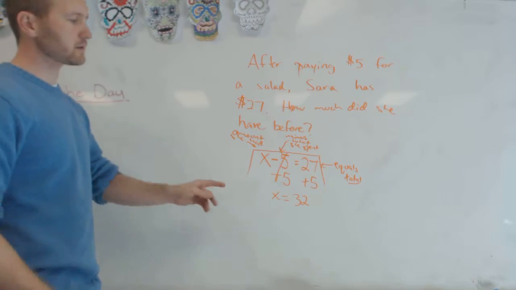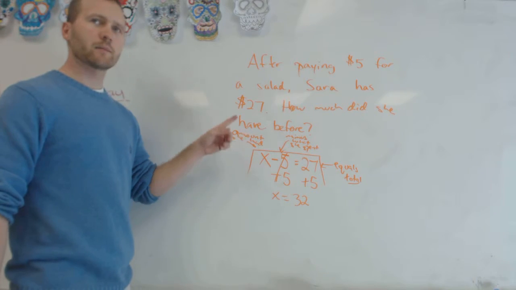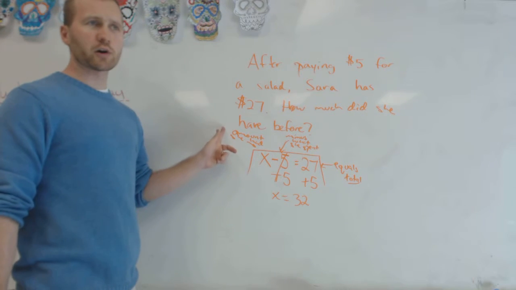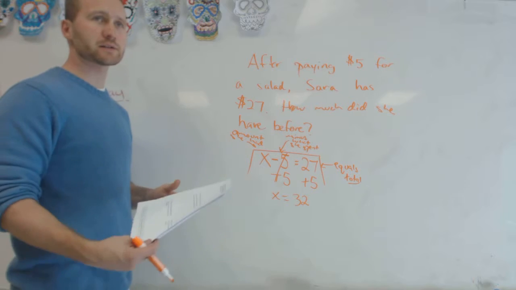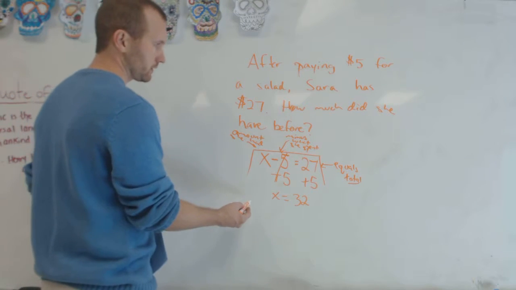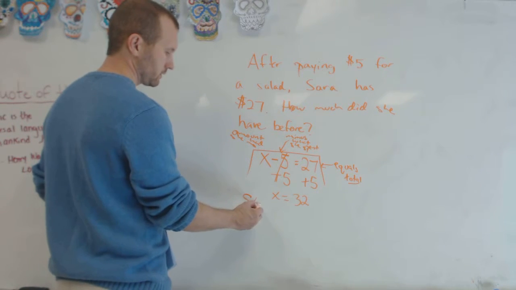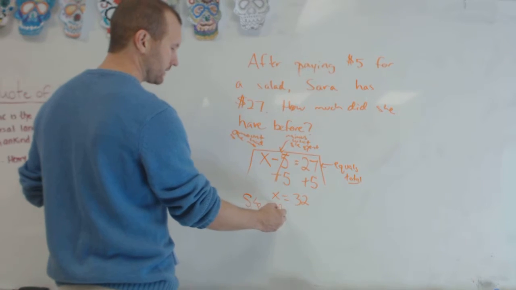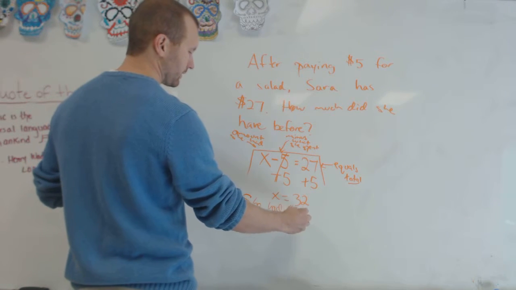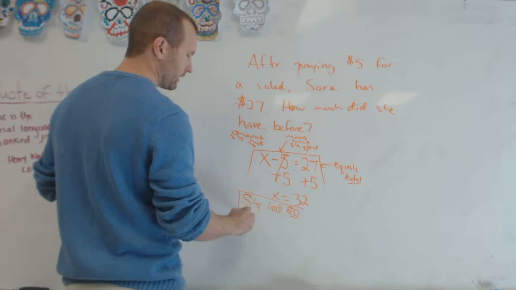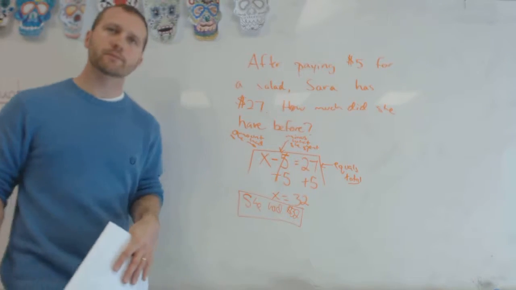Why is that not my answer for this problem? Because you could reduce it. Because this is a word problem. Oh, so my answer is going to be words. She spent 32. She had 30. Sorry, I know I said that wrong. She had $32. Okay?